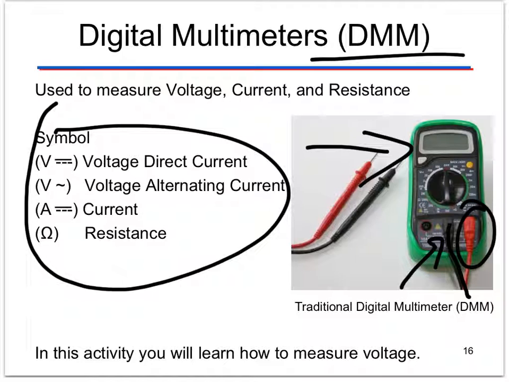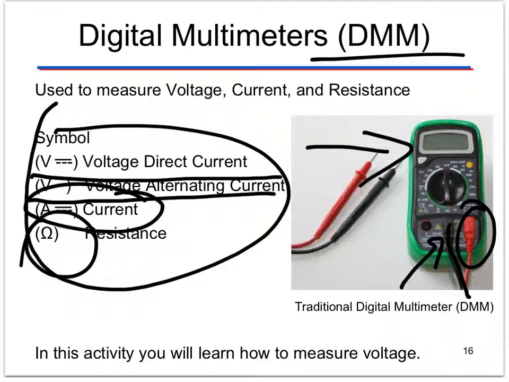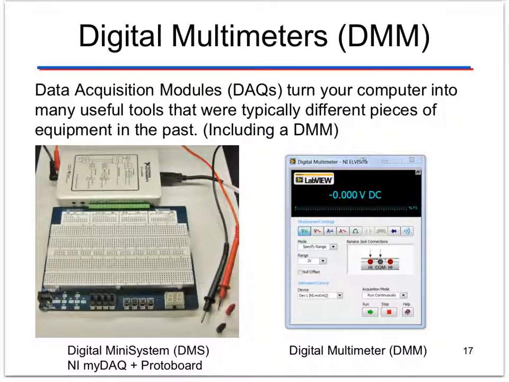That's direct current right here. Alternating current looks like this. Then current itself, and resistance with that omega symbol. So in the activity coming up here, you're going to learn how to measure voltage.